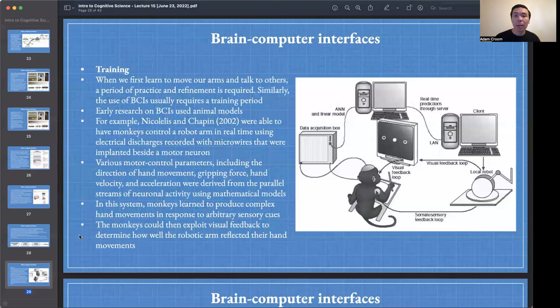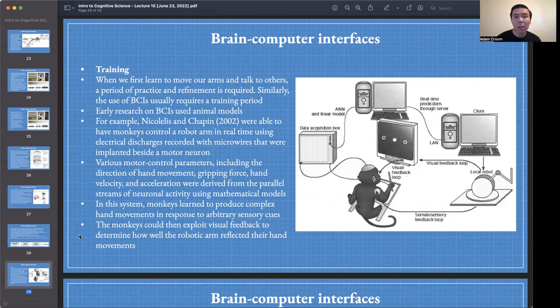All right. Next, we need to understand the important role of training to get BCIs to work. So when we first learn to move our arms and talk to others, a period of practice and refinement is usually required. Similarly, the use of BCIs usually requires a training period.